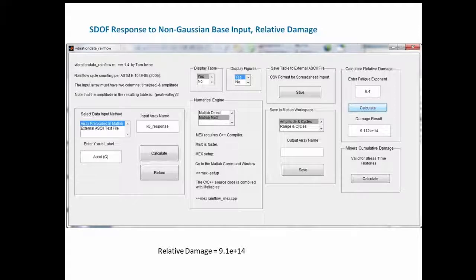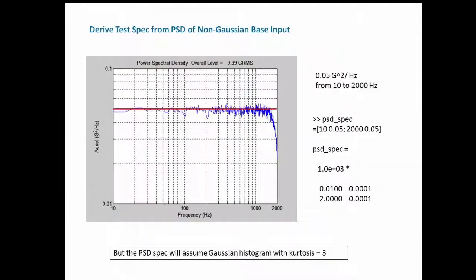Okay, so then we did the rainflow followed by the relative damage, and we came up with something pretty similar to the values shown here for relative damage. Now imagine that that non-Gaussian time history was our actual field environment. So we went out and did a field measurement, and now we have to derive a test specification based on that field measurement. We're not actually going to derive a test specification despite what that slide says there, but we are going to derive an envelope.